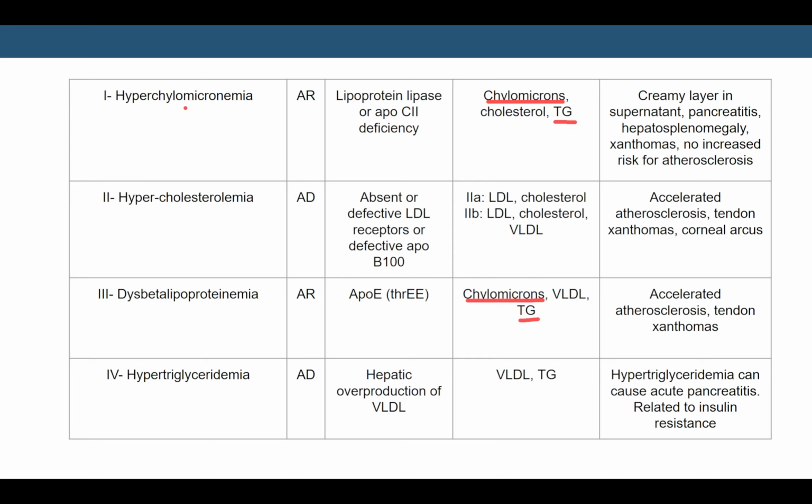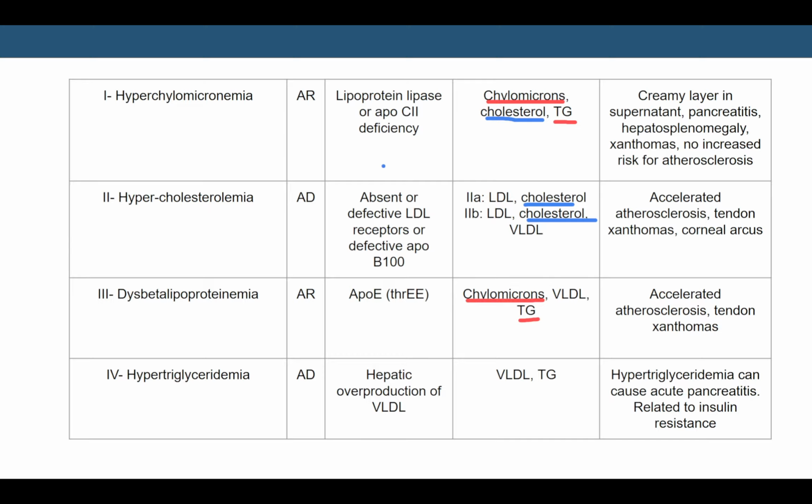For type 1 hyperchylomicronemia, what's going to be also increased a little bit is cholesterol. So I'm going to change the font. I'm going to make it blue. You have to know that in type 1 and type 2, cholesterol is going to be increased.